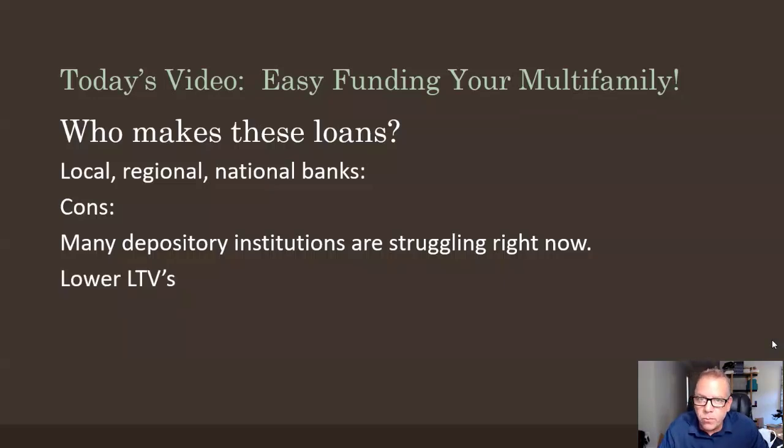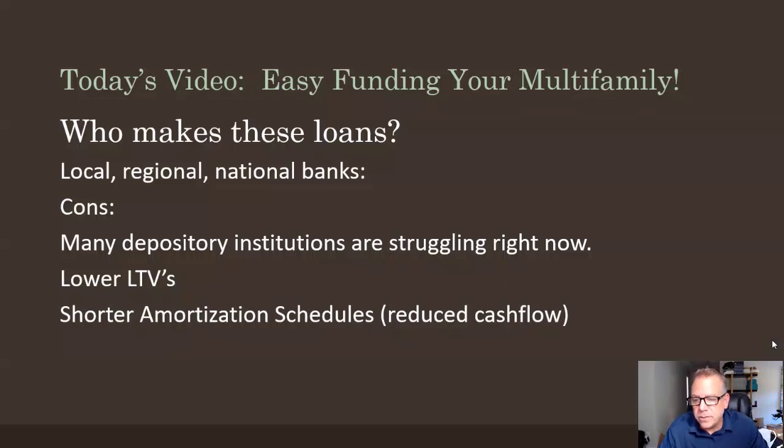When they were in their heyday, or if you can find a bank that is lending, you are going to find typically lower loan to values than you will with some of the other products we're about to talk about. They also come with shorter amortization schedules, and I won't get into all of the semantics of that, but essentially that leads to a reduced cash flow for the building itself because the loan is being paid off faster, therefore the payment is higher, and when the payment's higher, there's less money coming back to the owner of the building.